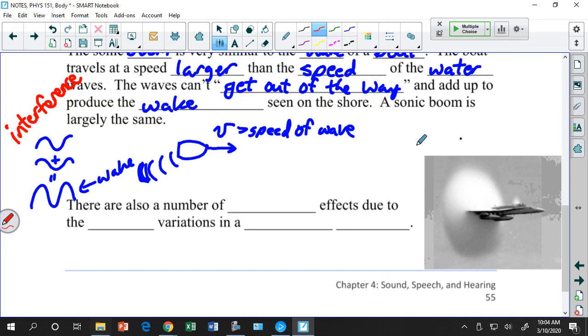And the same as for a sonic boom. Sonic booms are really just a collection of these bigger waves, where I have two or more waves that add up because they can't get away from one another, and then they produce this much bigger wave. A bigger amplitude wave has a bigger volume. There are also a number of visible effects due to the pressure variations of a sonic boom. Your book talks about those a bit.